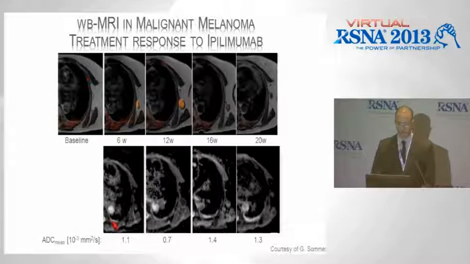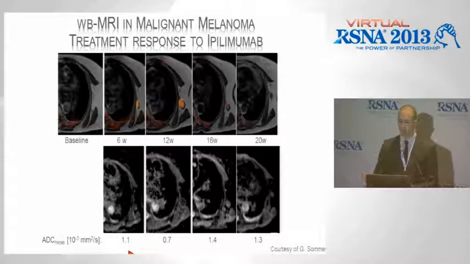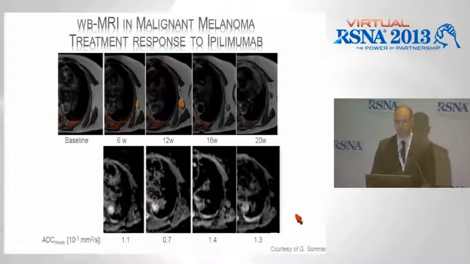And during treatment, ADC values initially decrease, which can also be seen as a sign of early response due to cell swelling. But then, over time, ADC values increase again. Again, this is a loss of cellularity and a sign of response.